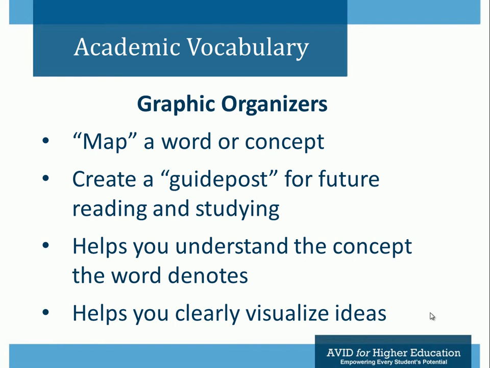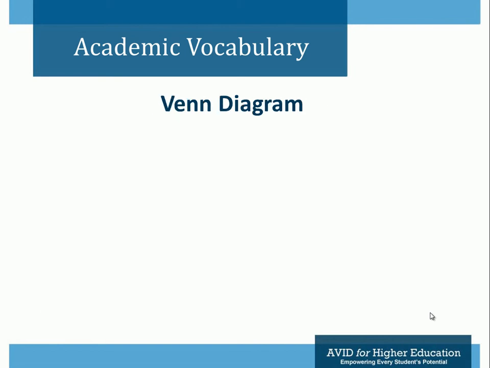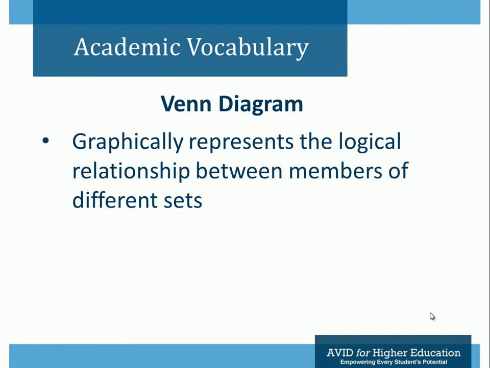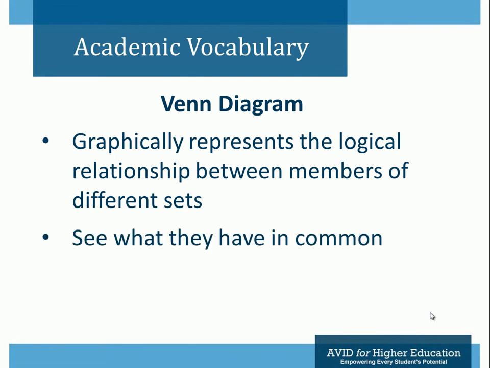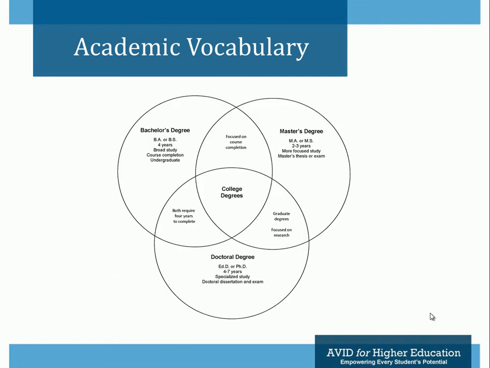surrounding a concept. One example of a graphic organizer is a Venn diagram, which allows you to graphically represent the logical relationships between members of different sets, to see what they have in common and how they are different. Here is an example of a Venn diagram illustrating the interrelationship among college degrees.